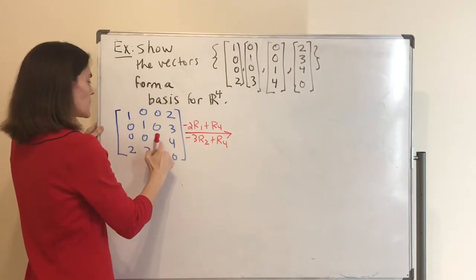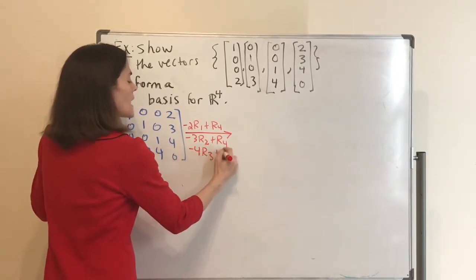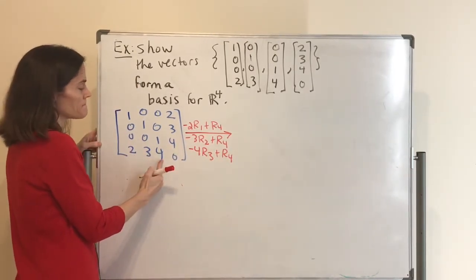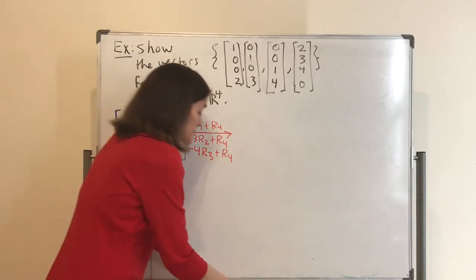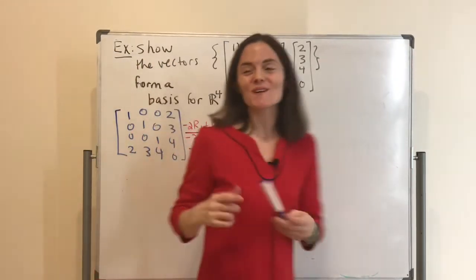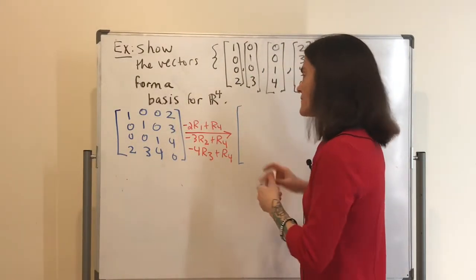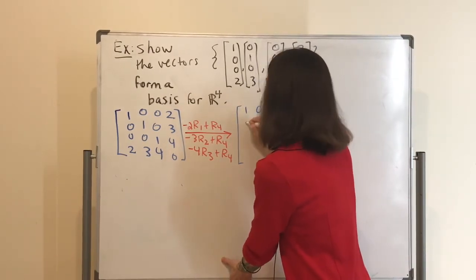That would be this one. And then I'll take -4 row 3, add it to row 4. This is going to give me 0, 0, 0, right? And this is my goal, trying to get this matrix to reduced row echelon form. What do I have next? Well, I'm not touching the first 3 rows.